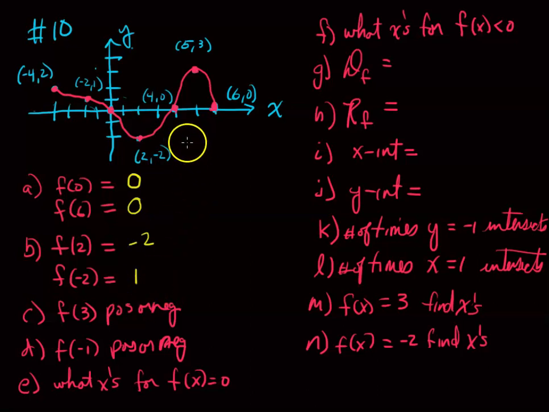F of 3, is it positive or negative? Here's 1, 2, 3. F of 3 is negative. F of negative 1, is it positive or negative? It is positive.